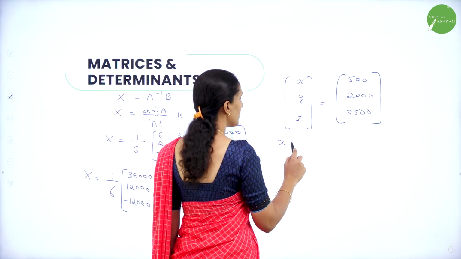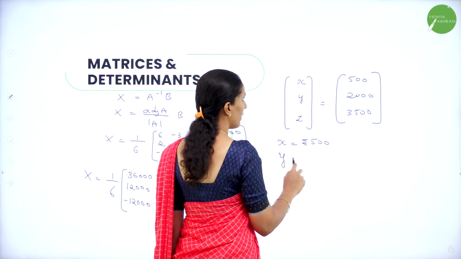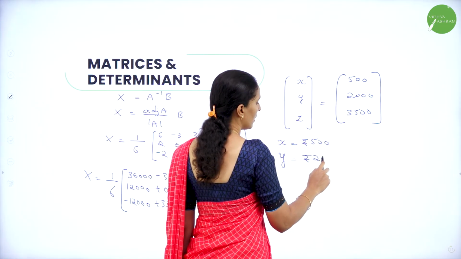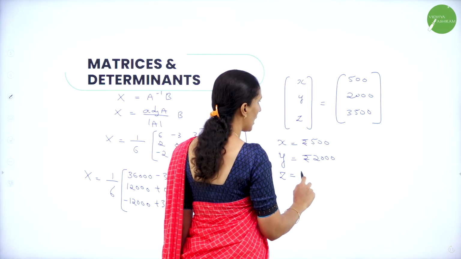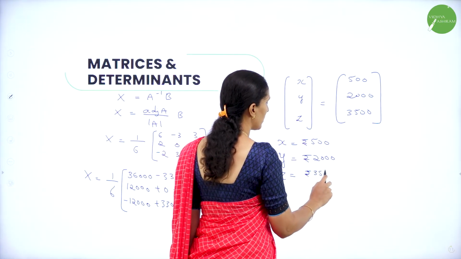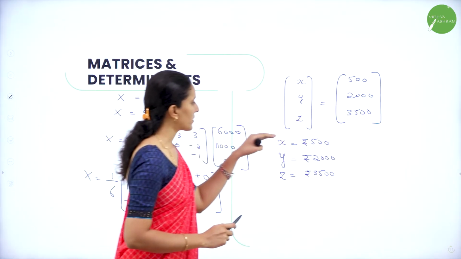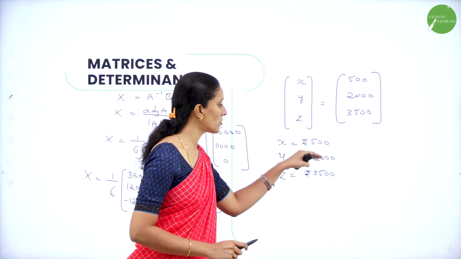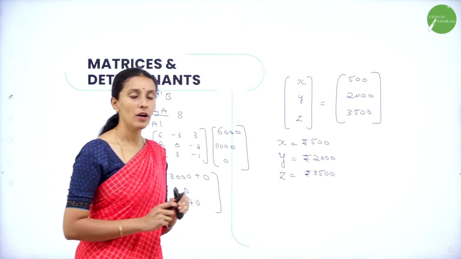Now X is for punctuality, that is rupees 500. Y is for good behavior, award 2,000. And Z is for the hard work, that is rupees 3,500. So they will award rupees 500 for punctuality, rupees 2,000 for good behavior and rupees 3,500 for hard work.